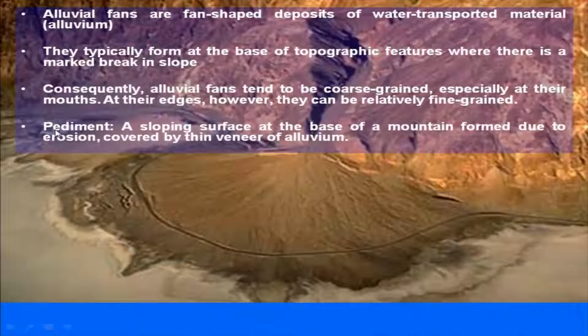This is the term which has been used for the area, that is pediments, a sloping surface at the base of the mountain formed due to erosion. So, this portion is termed the pediment area, and it is covered by a thin veneer of alluvium. So, mainly it is formed due to erosion along the sloping surface at the base of the mountain front.